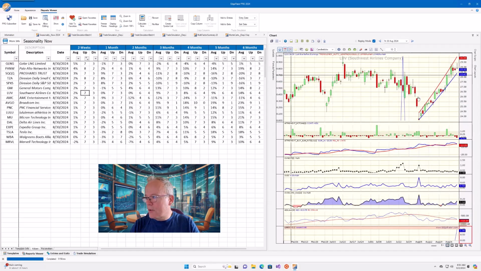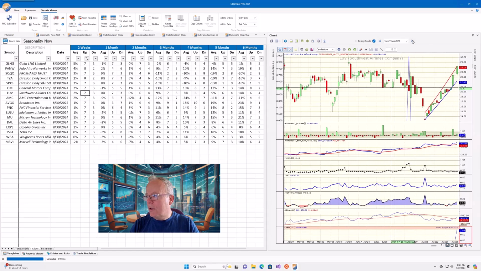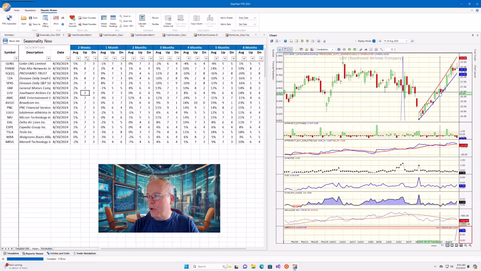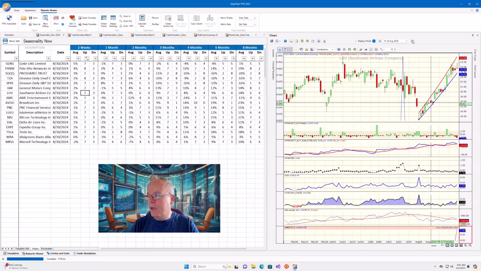Southwest Airlines, again, a strong upsloping channel, but it looks to be, well, not really weakening. As I go back through history here, you see the lower trend line is not losing its slope. Slope is being maintained, which is good. And you can see the upper trend line here is starting to actually slope a little higher. So that bodes well for LUV.